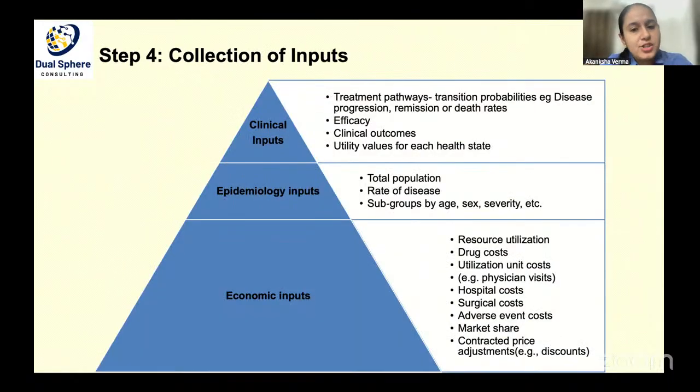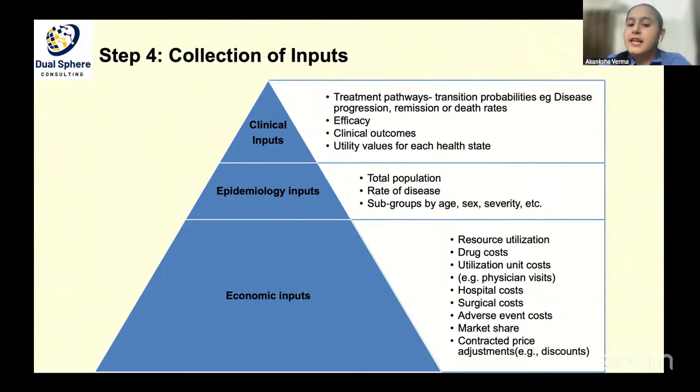You have epidemiological inputs. Here you can have the total number of population which will be covered by your drug, then the rate of disease, and subgroups by age, sex, severity. So maybe the clinical inputs might differ based on the subgroup. We need to analyze that as well, and we need to consider that as well.